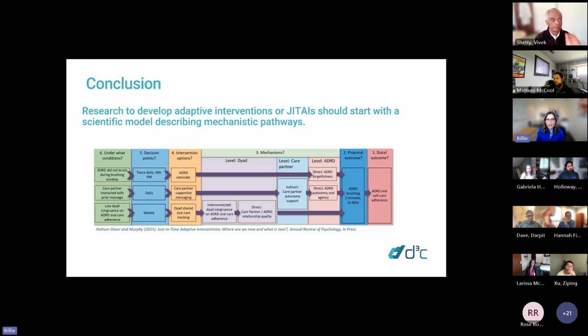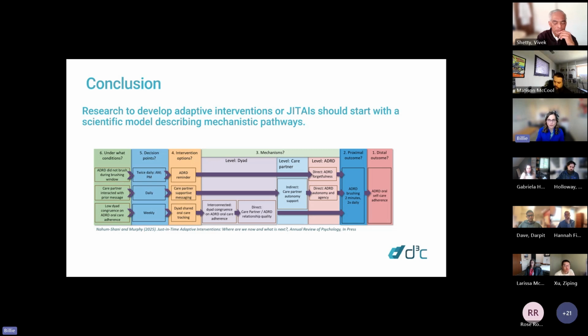And this kind of model can help us understand how fast we should adapt, with what modality we should adapt, at what level, but it can also help us understand what open scientific questions we need to answer in order to develop a high quality intervention. And based on identifying these scientific questions, we can select different kinds of experimental design studies that can help us answer these questions.